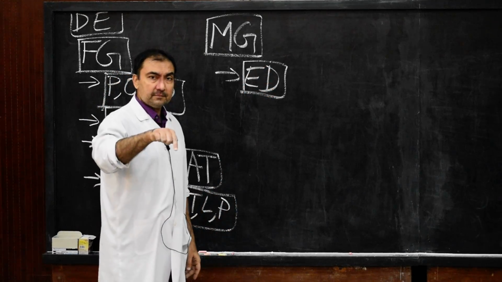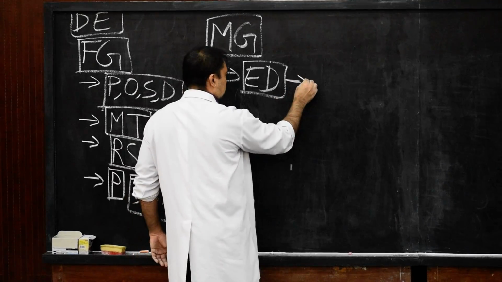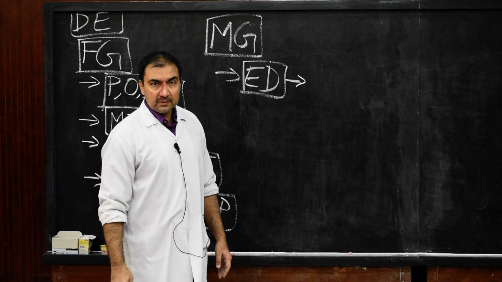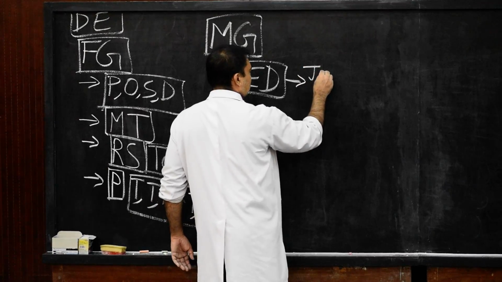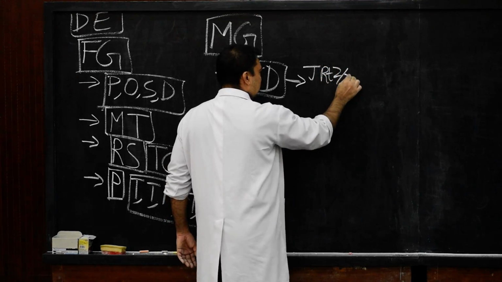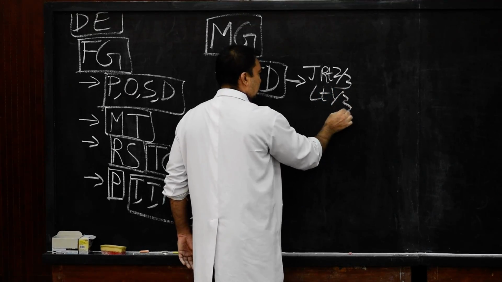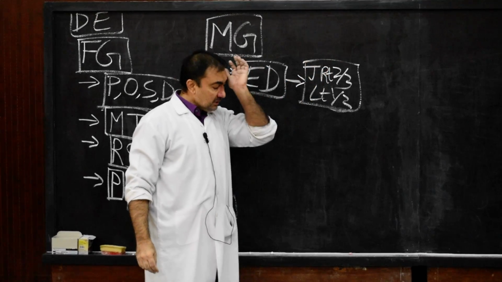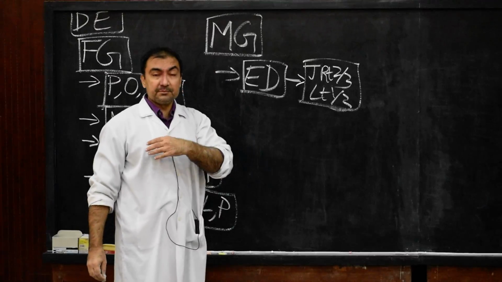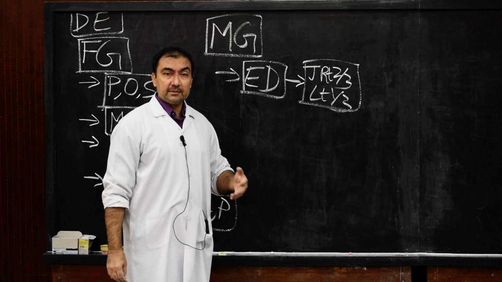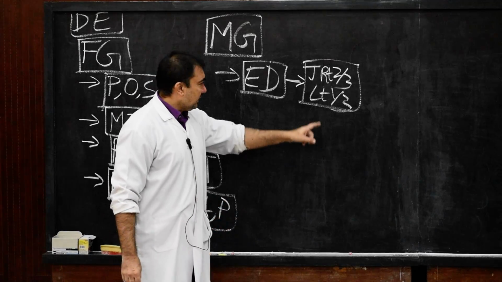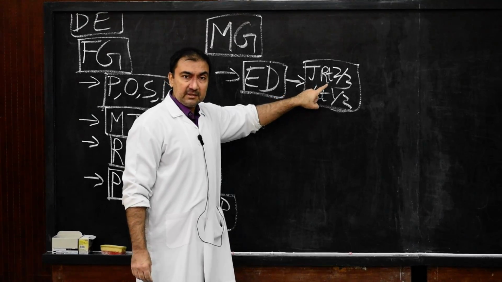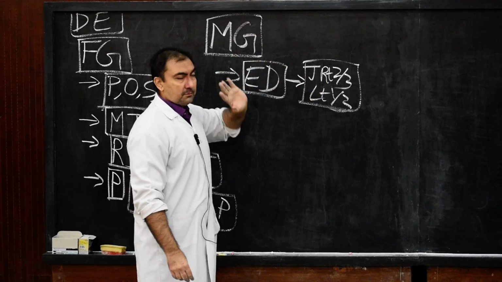And then till the junction of right 2/3 and left 1/3 of transverse colon. Whatever structures are there from the major duodenal papilla onwards, jejunum, ileum, cecum, appendix, ascending colon, and the junction of right 2/3 and left 1/3 of transverse colon. Till this level, all these structures are derived from midgut.